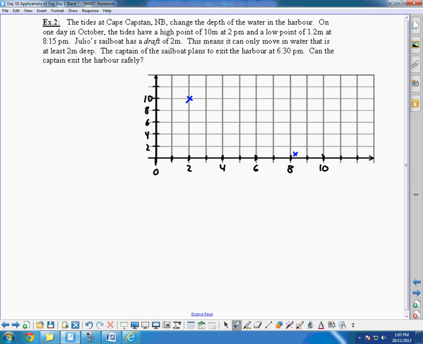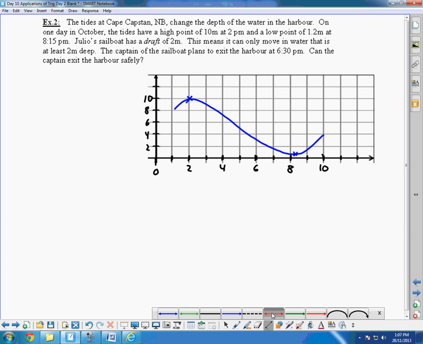But we do know that tides behave in a cyclic manner. So we know that this is the highest point, so it's going to be up like this, and it's going to come down to this lowest point, and then it's going to go off like that. That's all the information we have. And our question is, of course, when is the graph going to be at least 2 meters, so right here. Okay, so that's what I'm interested in.